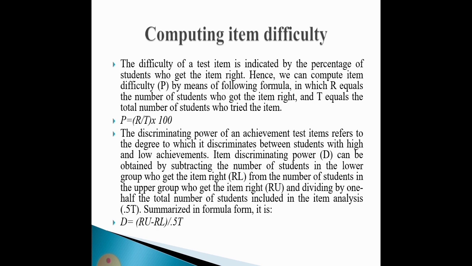The discriminating power of an achievement test atom refers to the degree to which it discriminates between students with high and low achievements. Atom discriminating power D can be obtained by subtracting the number of students in the lower group who get the atom right, RL, from the number of students in the upper group who get the atom right, RU, and dividing by half the total number of students included in the atom analysis, 0.5T. Summarized in formula form, D is equal to RU minus RL divided by 0.5T.